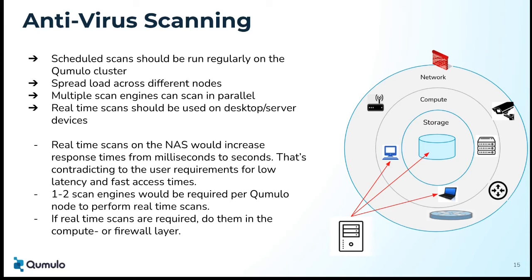If you really need real-time scans, so that means before you open the file, you want to scan it in real time because you, for some reason, don't do it on the network, then you should do that on your desktop or server devices. Why? If we would provide a possibility to do that on the storage system, the real-time scans would really increase response times from milliseconds to seconds potentially. And that's contradicting to the user requirements for low latency and fast access times.